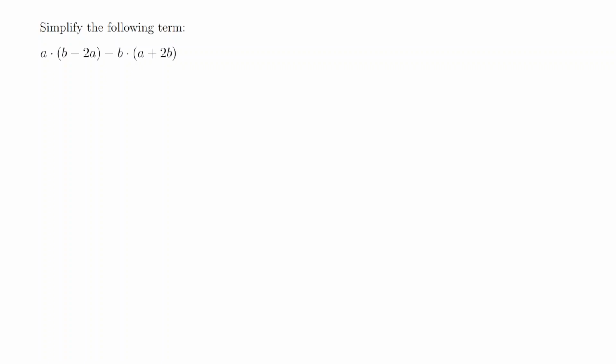In today's video we once again have to simplify a term. So as always we start by eliminating those brackets. And now let's have a look, what kind of brackets do we have? We have directly in front of the bracket here a multiplication sign. And the second bracket here, we also have a multiplication sign in front of the bracket. So what do we do if this is the case?